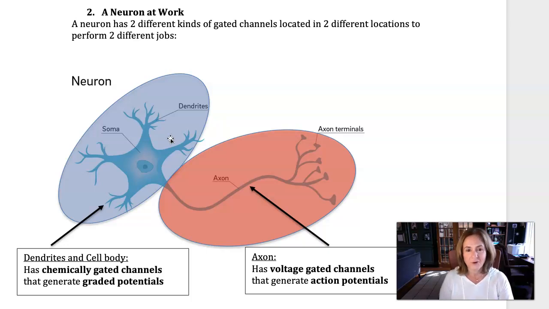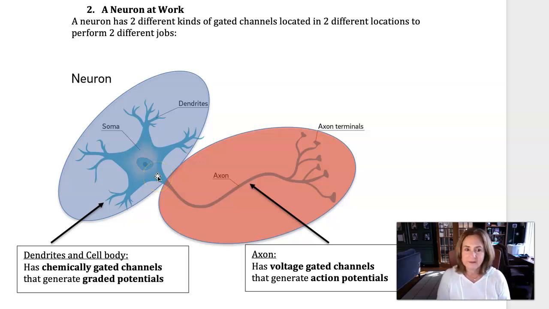The other way that the neuron will work is based on the strength of that incoming information: is it big enough to generate an action potential at the axon? That's essentially the question that we'll ask here. So if this incoming stimulus is big enough to generate an action potential, that is done on the axon. On the axon, there are voltage-gated channels, and these voltage-gated channels can generate something called an action potential.